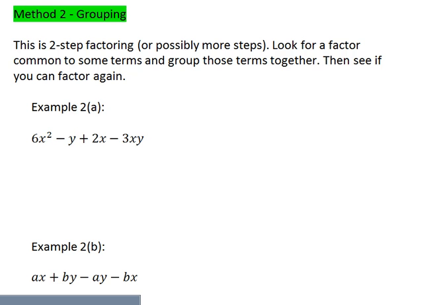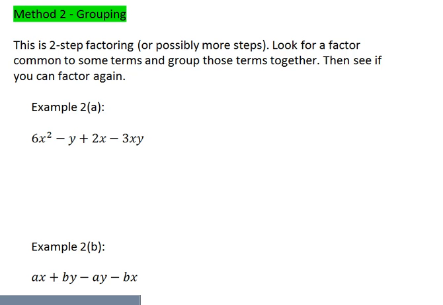Our second method for factoring is grouping. In grouping, this is kind of like two-step factoring, or possibly even more steps. The idea is that we look for a factor that's common to just some of the terms, because we can't find a greatest common factor. And so we group those terms together and factor out the greatest common factor to those terms. Then, with what's left, we hope that something will factor again.